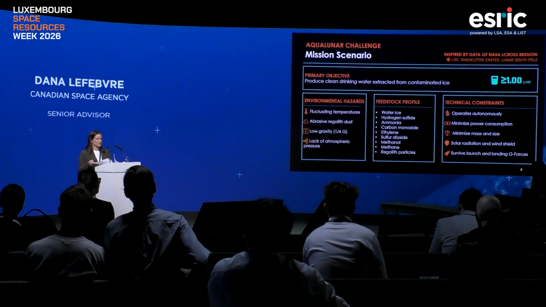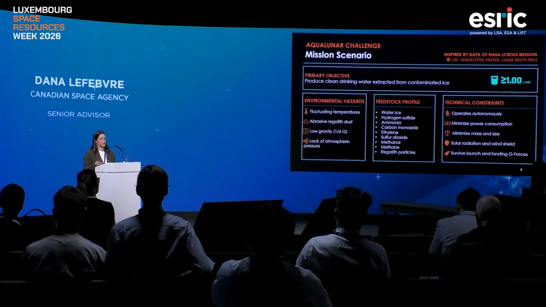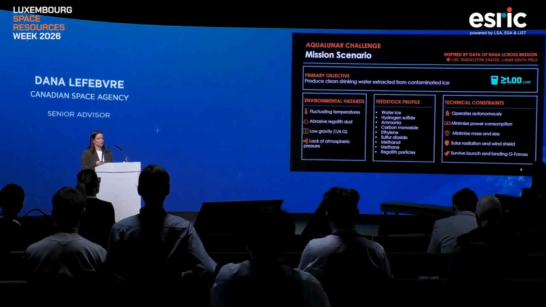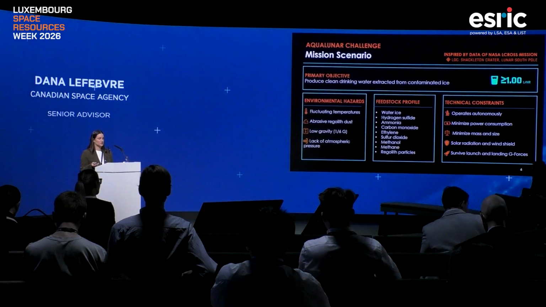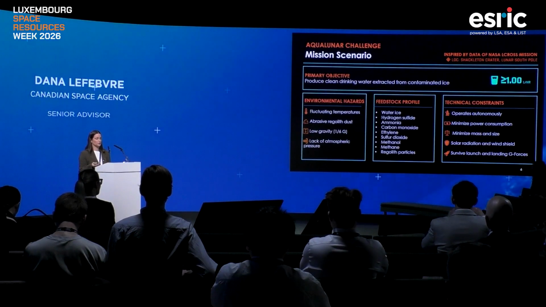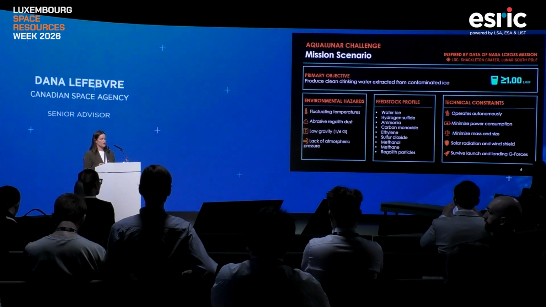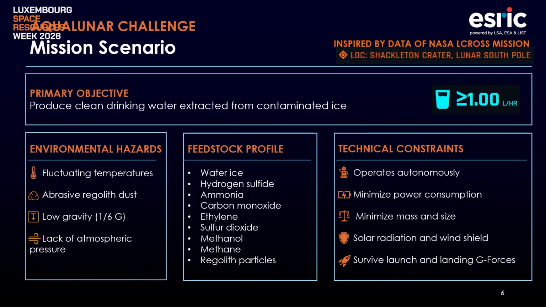So that brings us to our mission scenario. This was the hypothetical environment that the innovators needed to consider when developing their solutions. The primary objective was to produce at least 1 liter per hour of drinking water that was extracted from the contaminated ice. So innovators needed to take into consideration the environmental hazards: the fluctuating temperatures, abrasive regolith dust, low gravity, and lack of atmospheric pressure.